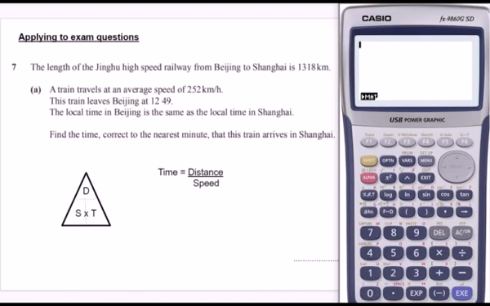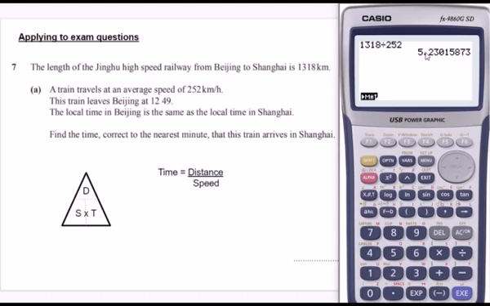So thinking about that, this is a speed, distance, time question. So time equals distance over speed, so we need to divide distance by speed. We have the distance, 1318 kilometers, and the speed, 252 kilometers per hour. No issue with units, so you can go straight in, do 1318 divided by 252, and this should give you the time. That gives you 5.23015873 hours.